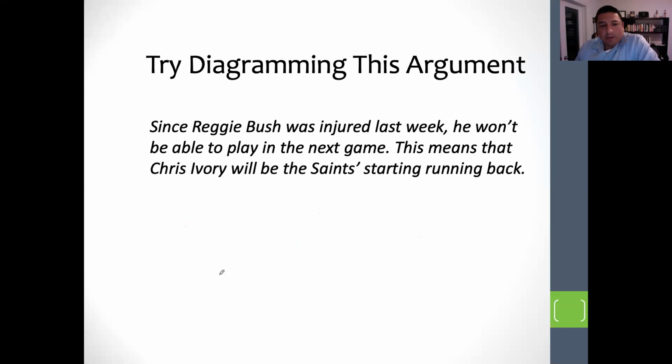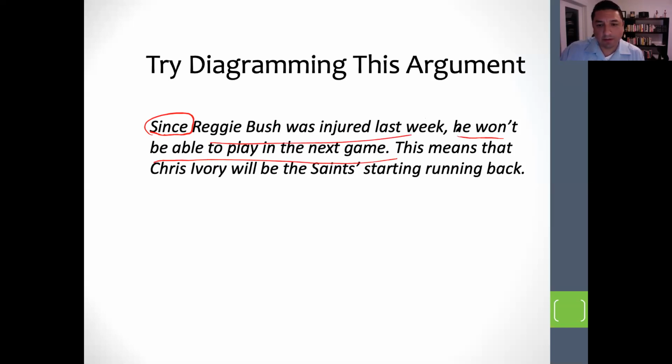Okay, so let's try this one out. Since Reggie Bush was injured last week, he won't be able to play in the next game. This means that Chris Ivory will be the Saints' starting running back. So look, what we have here is another type of support. This is what's called a horizontal sequence. So this is a premise here, right? Since Reggie was injured last week, he won't be able to play in the next game, right? So this is providing support to this over here. He won't be able to play in the next game, right? So there's two statements there.